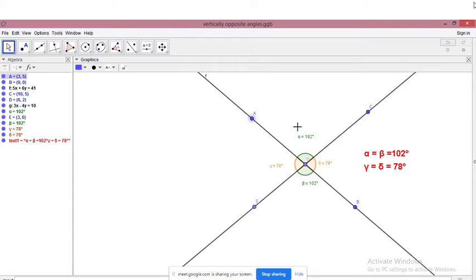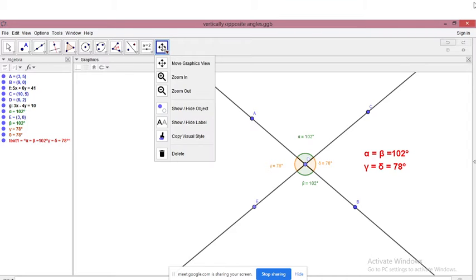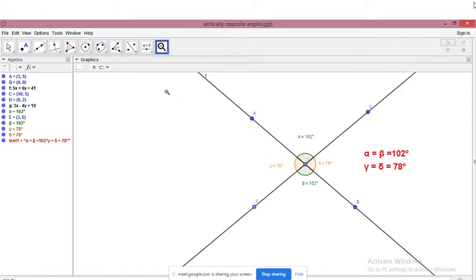Now can you tell me the measure of angle beta? Beta is this angle. I'll zoom in a little. So are they equal now? Yes, this angle and this angle are equal. Similarly, this and this are equal. So what are they? Vertically opposite angles. The vertically opposite angles are angle alpha and angle beta, that is one pair. The other pair is angle gamma and angle delta.